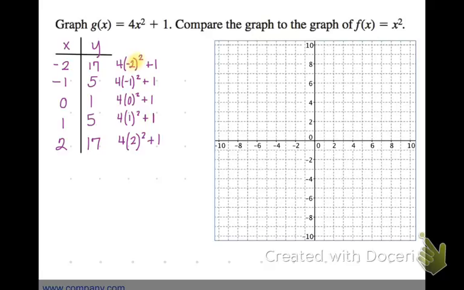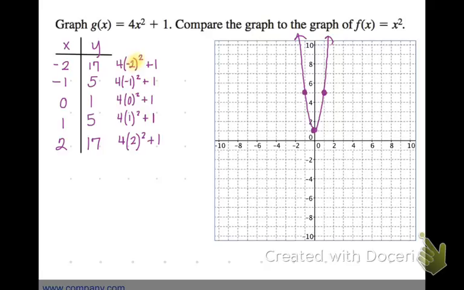So let's go ahead and plot those points. Negative 2, 17, that won't fit, so I won't worry about it. Negative 1, 5 will be here. 0, 1 is my vertex. And here is 1, 5. Now the 17s, they won't fit, but that does tell me that my sides are going to come down really steep before I get to the bottom. So it'll look like this.